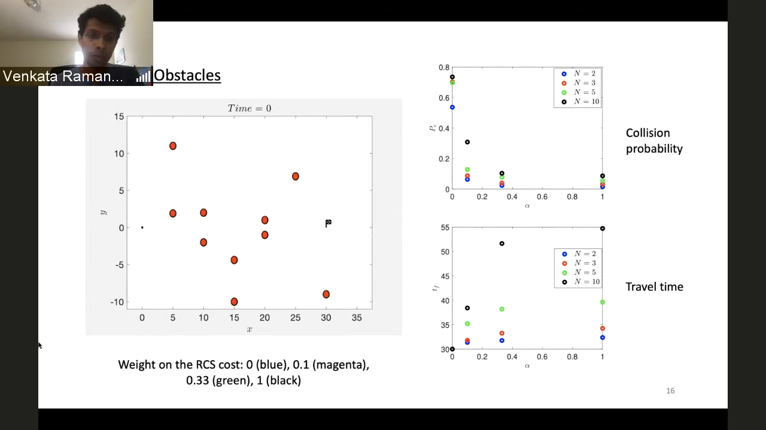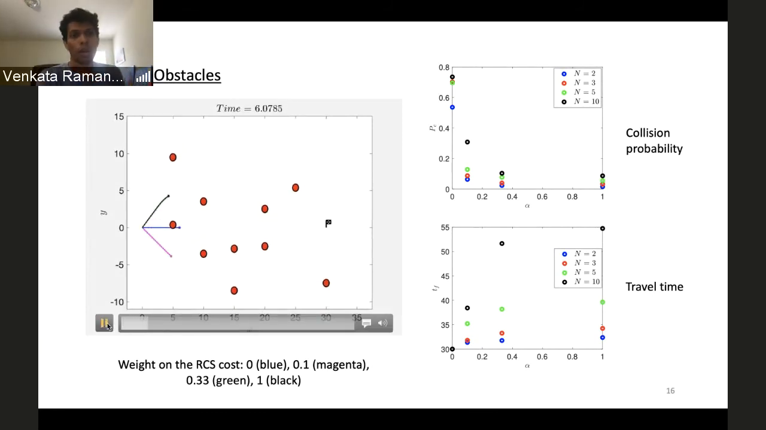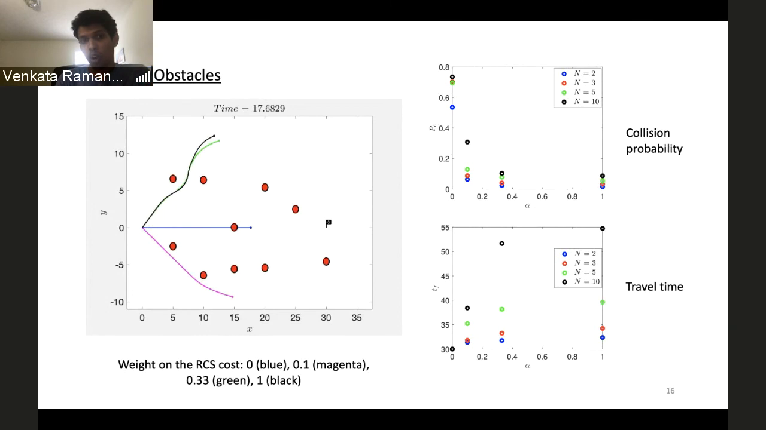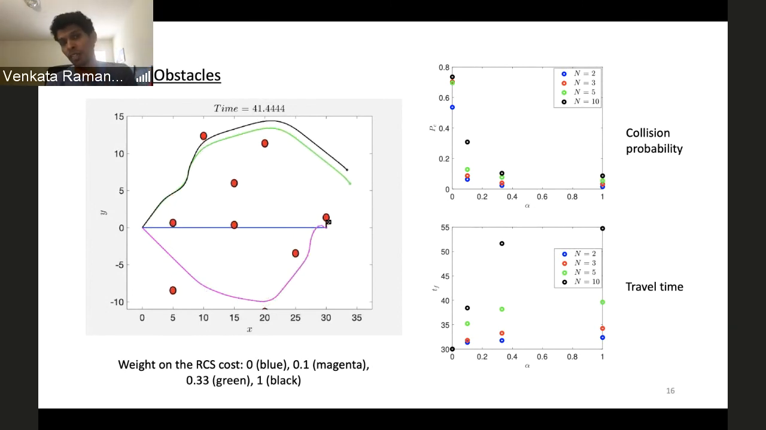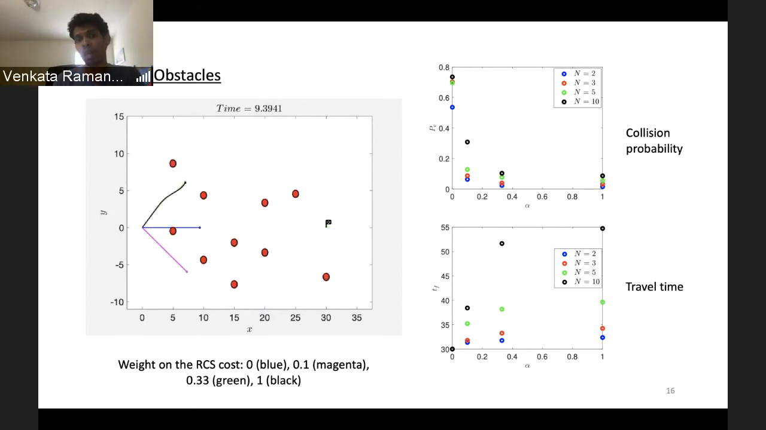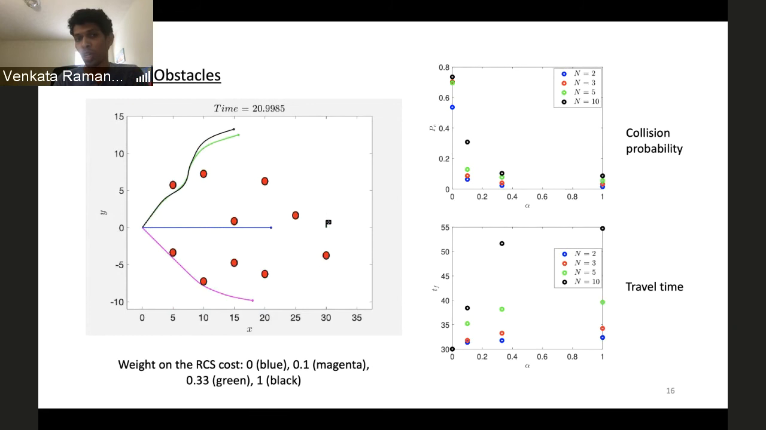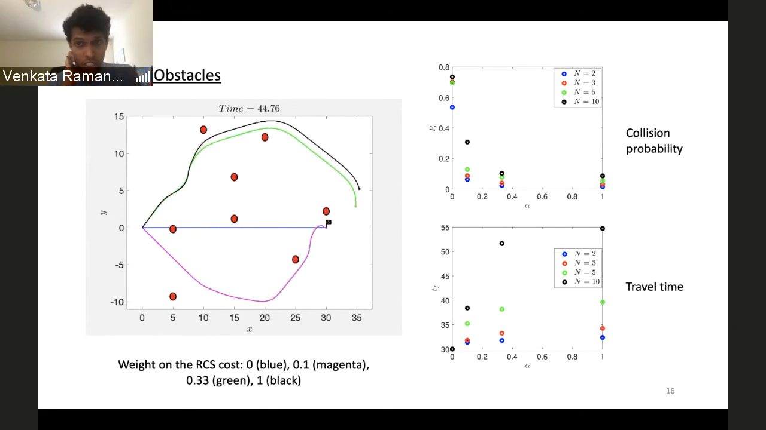And you can look at a case where there are 10 obstacles. And again, the penalty on the RCS involves longer trajectories, but being further away from the obstacles. Just because, again, the obstacle speeds are uncertain, which means if you're closer to the obstacle, you can experience constraint violations.